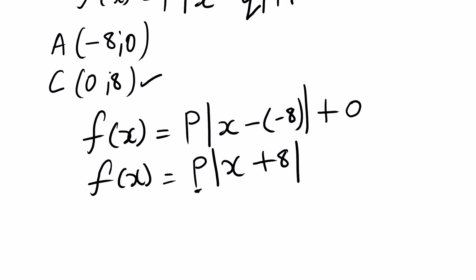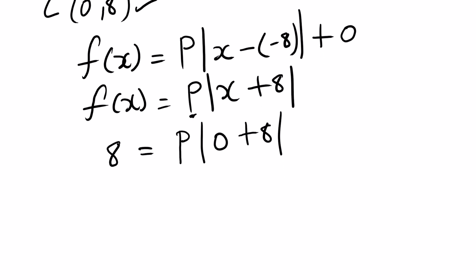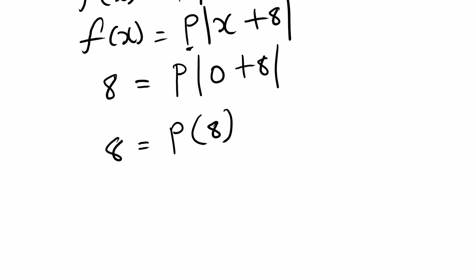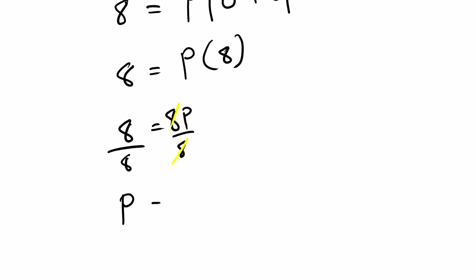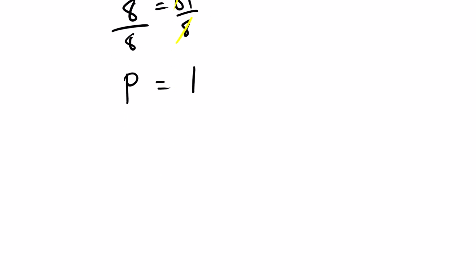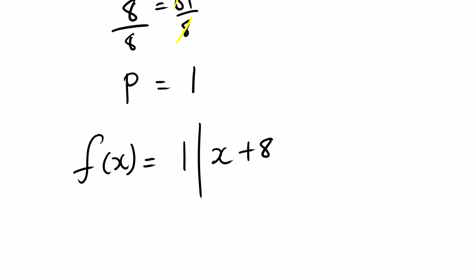The value of y is 8. And then we have p, the value of x, it's 0 plus 8. This is the same as 8p. We divide both sides by 8. This will result in 1 multiplied by p, it's p, and then 8 over 8, it's 1. Then we can go ahead and conclude our equation. We have f of x equals 1 times absolute value of x plus 8.